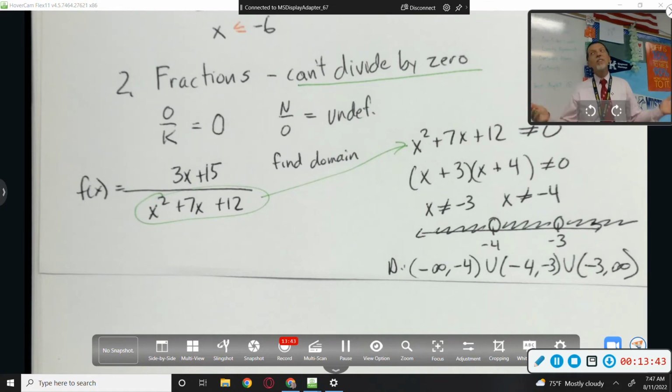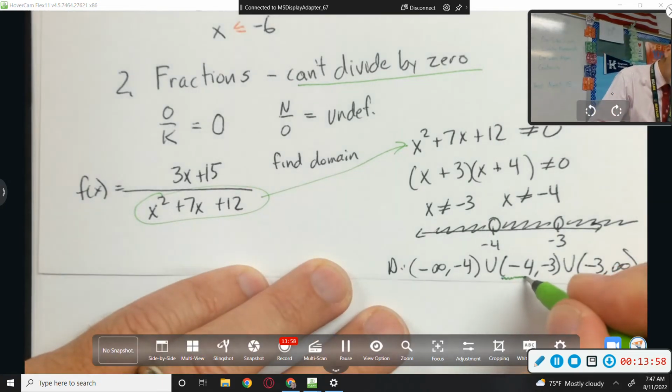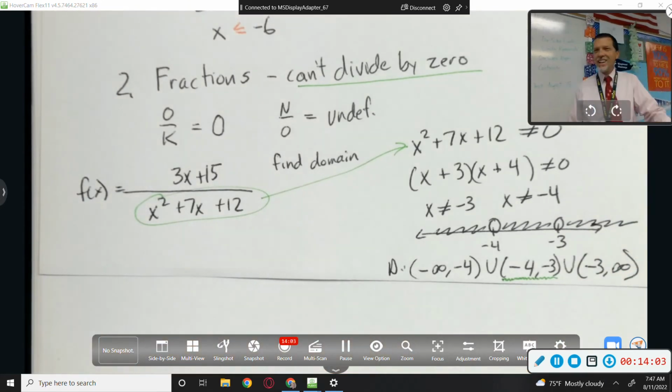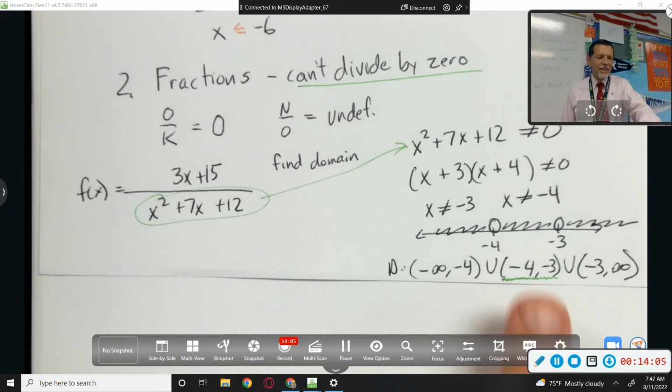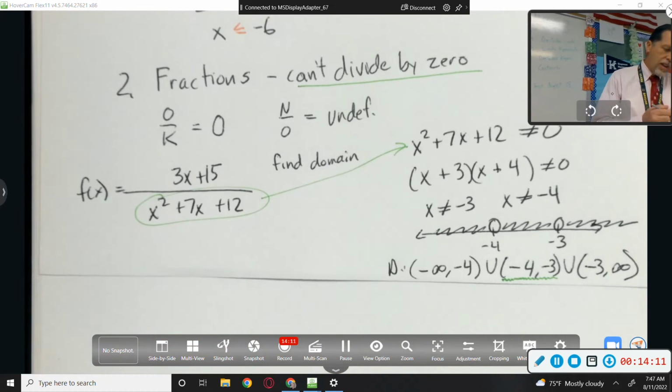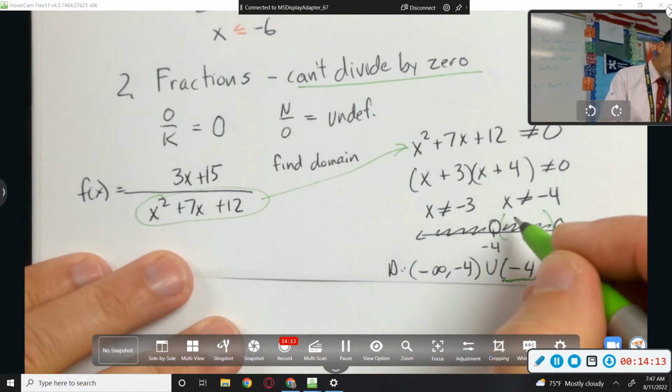X can be almost anything, but it can't be -4 or -3 because that would make the bottom 0 and we can't divide by 0. Why do you write the -4, -3 in parentheses? Why do you write that? That's a good question. I was just going to say that this middle portion is the portion that's most forgotten. It's like people get the whole problem right and they just leave that out for some reason. It has to be there because that corresponds with this part of the picture.